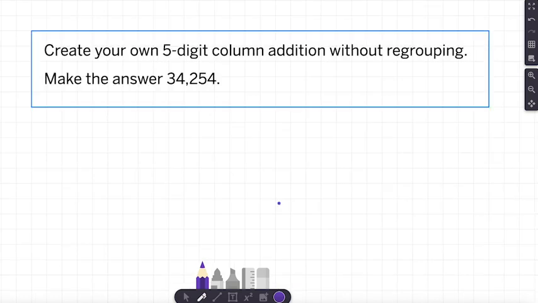So the challenge is to create your own 5-digit column addition without regrouping or carrying, and you need to make the answer 34,254.